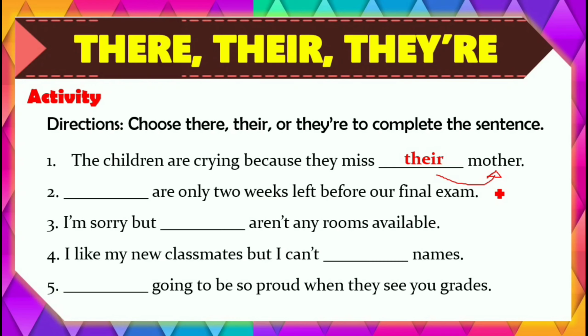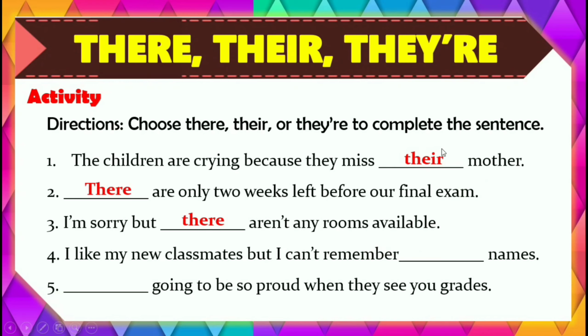Number 2. Blank are only 2 weeks left before our final exam. What is your answer? The answer is there. Number 3. I'm sorry, but blank aren't any rooms available. What's your answer? I'm sorry, but there aren't any rooms available. There. Number 4. I like my new classmates, but I can't remember blank names.